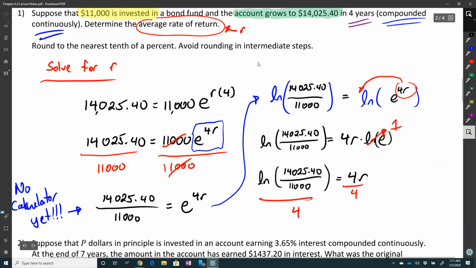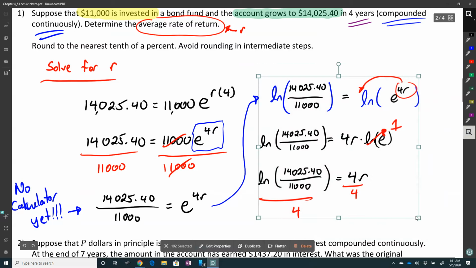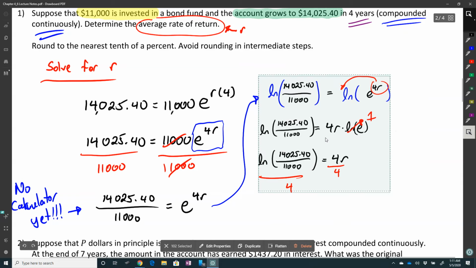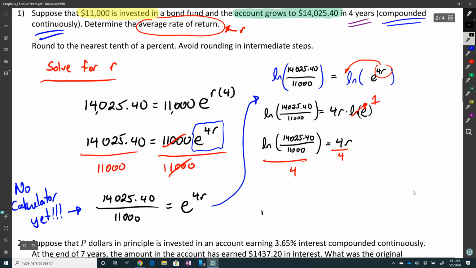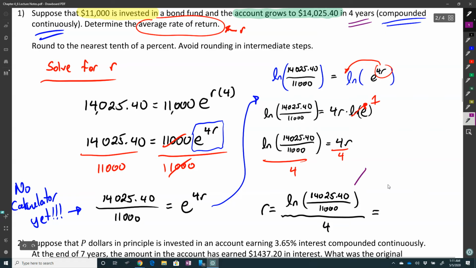So on the exam, when you're looking at the question and it's a multiple choice question, all of the answer choices are going to look like this. $14,025.40 because we want you to actually solve it, not just plug it into your calculator. All right, so this is what we call the exact answer.